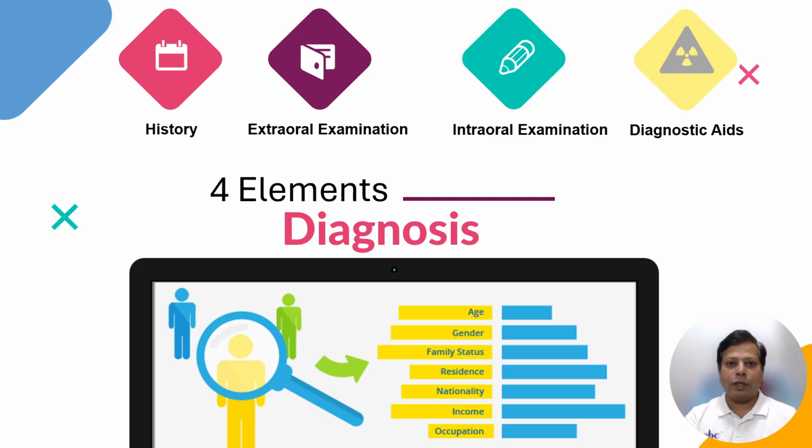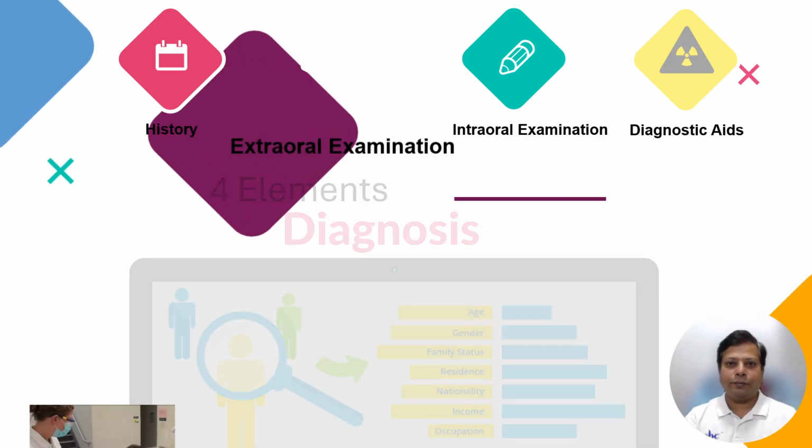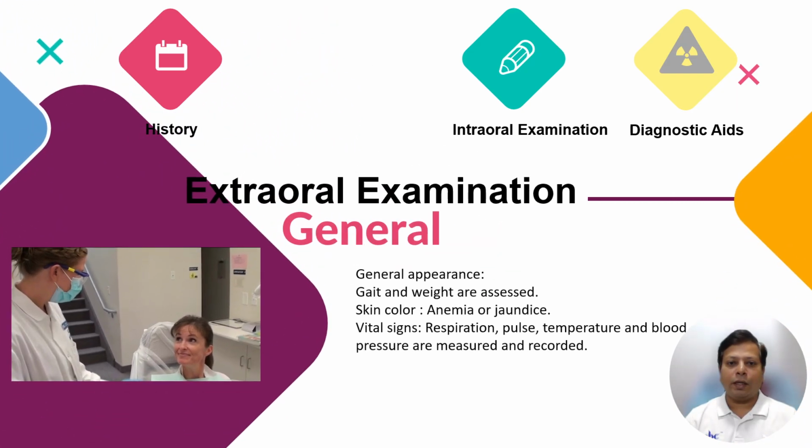We move on to the extraoral examination. Under extraoral examination, first we start with a general examination where we assess the gait of the patient, the general appearance of the patient, and the skin color for any signs of disease. We also record the vital signs of the patient, such as the respiration rate, the pulse, the temperature and the blood pressure.